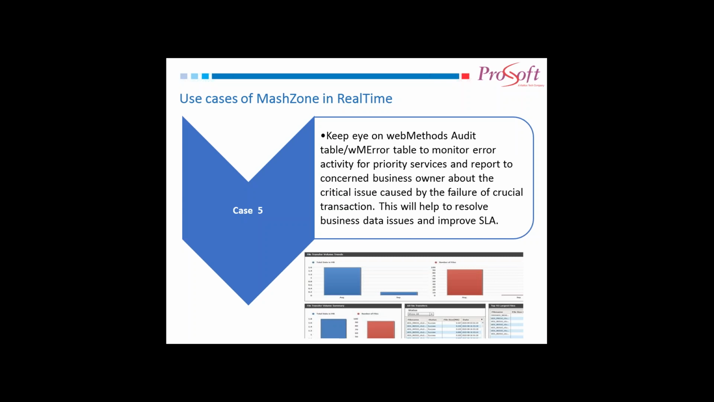Use case 5. Mashzone allows you to keep an eye on webMethods audit tables and error tables to monitor critical service failures. This helps a concerned business owner understand the reasons for the failure, and better steps can be taken to improve the SLA.